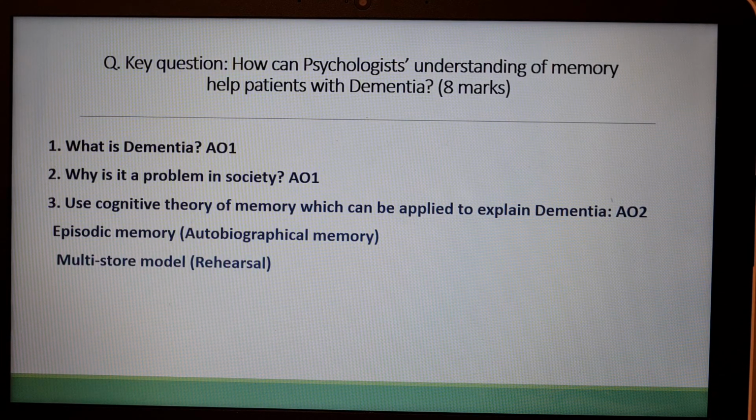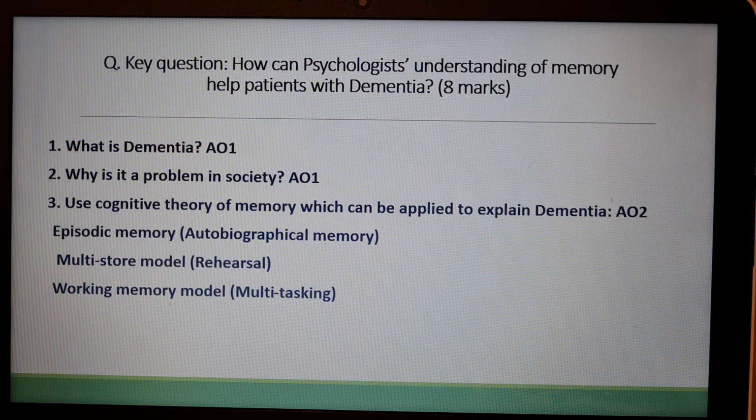You could also talk about the multi-store model. So the whole idea of rehearsal, rehearsal over information, obviously gives it a longer chance of the memory lasting. With dementia patients, I think a common strategy or technique is rehearsing over information when you're talking to them, going over the key things again, little reminders. So again, you use aspects of the multi-store model to explain how we can help dementia patients.